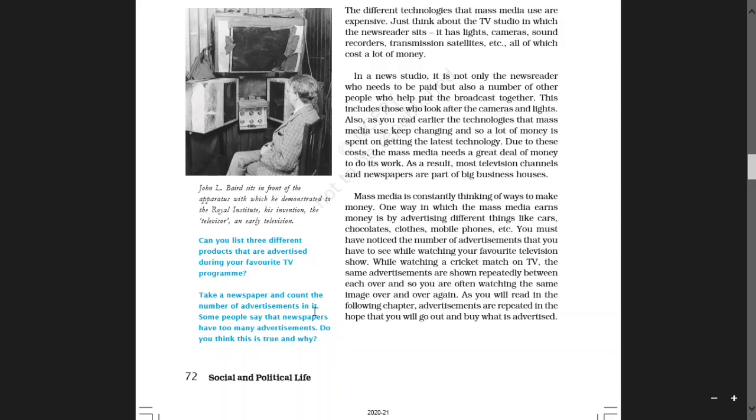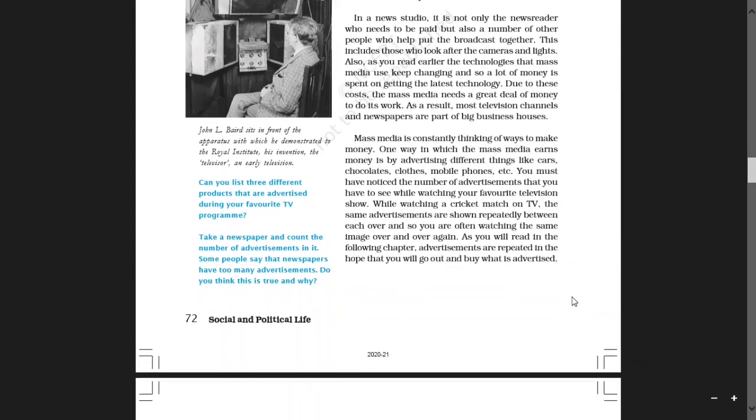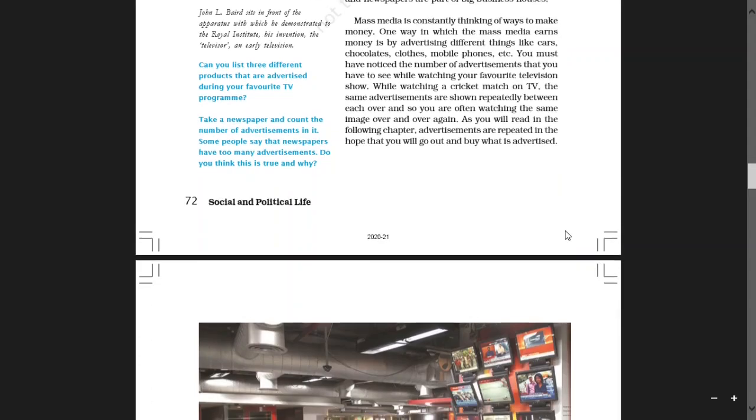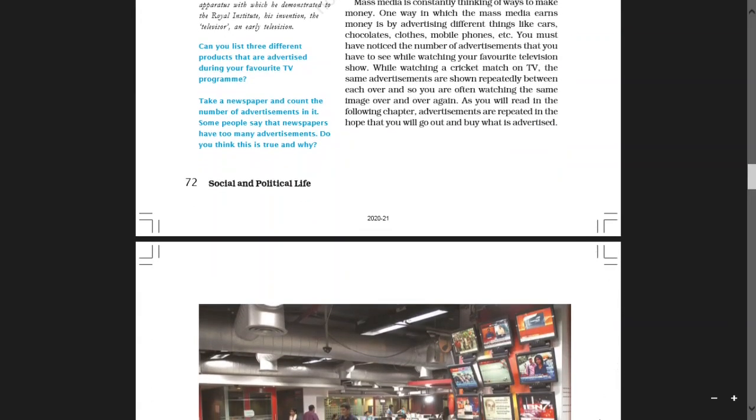As you will read in the following chapter, advertisements are repeated in the hope that you will go out and purchase what is advertised on TV. It is their opinion, okay?